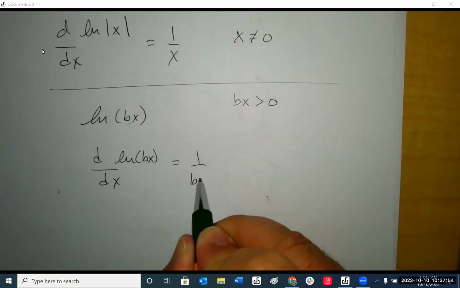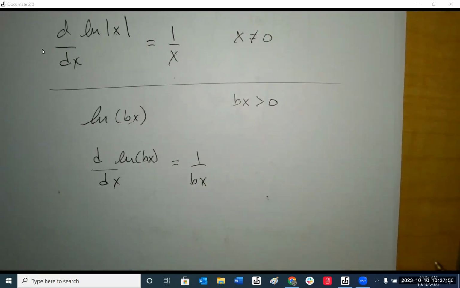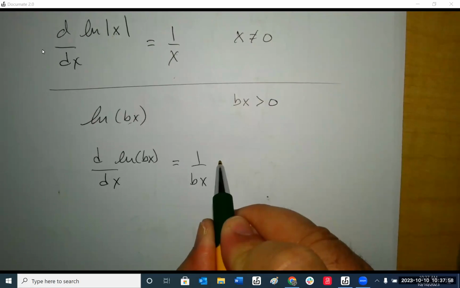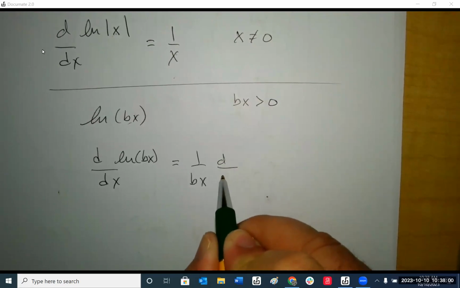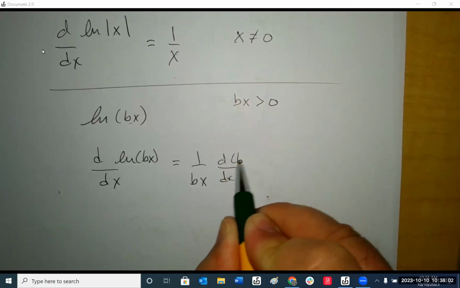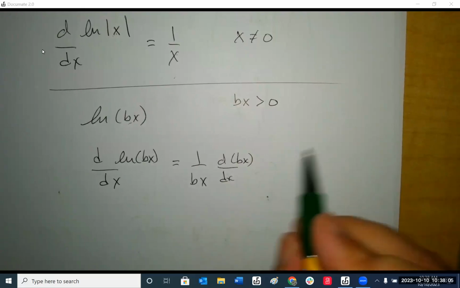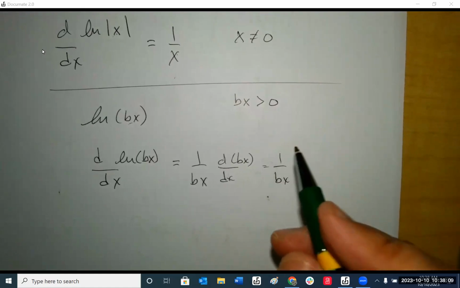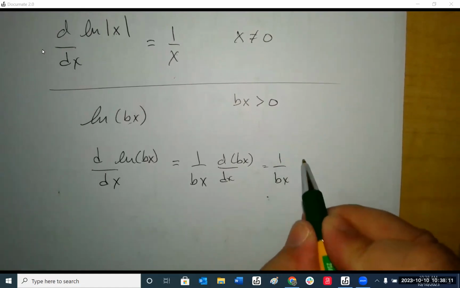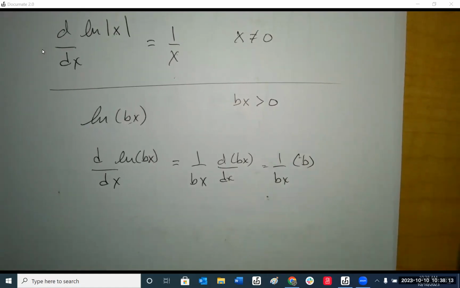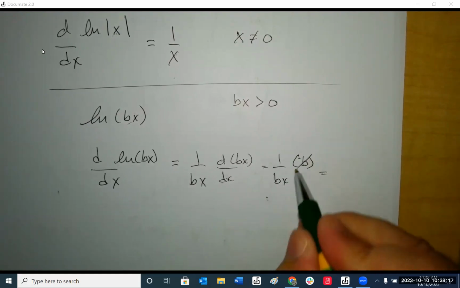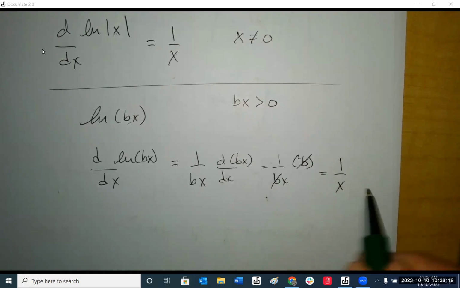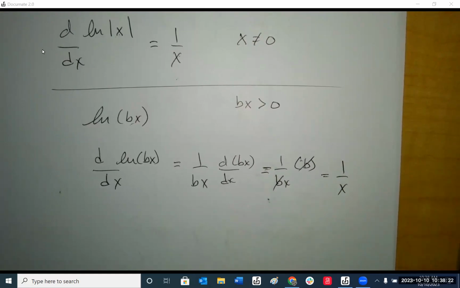One over bx times what? The derivative, yeah, is the derivative of bx, which is 1 over bx. The derivative of, as you said, who said that? The derivative of bx would be b. The b's cancel, so we're back down to 1 over x.